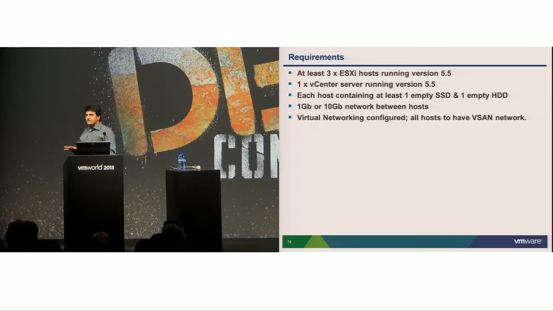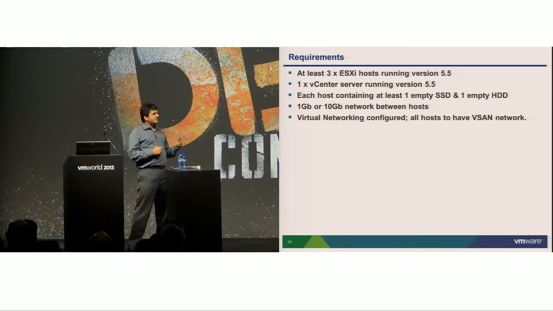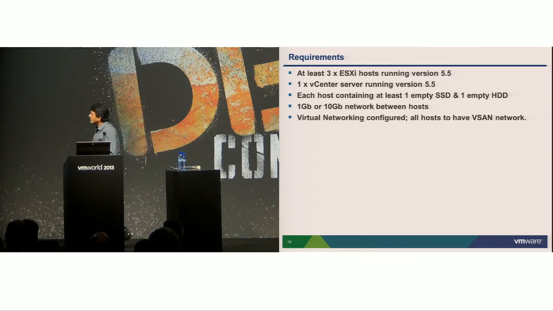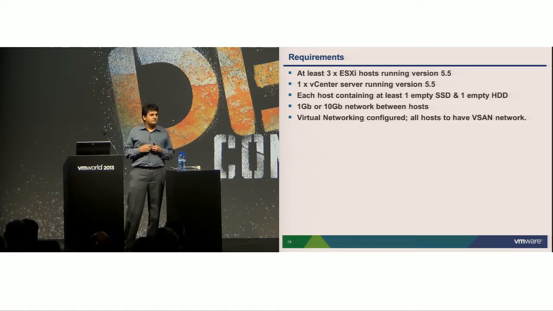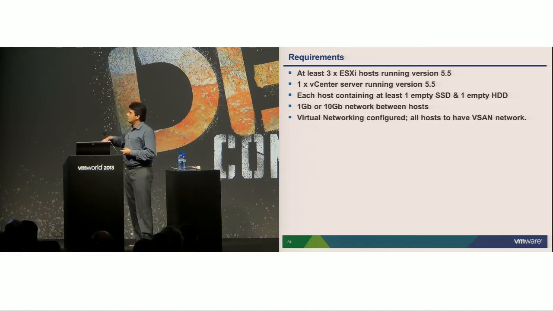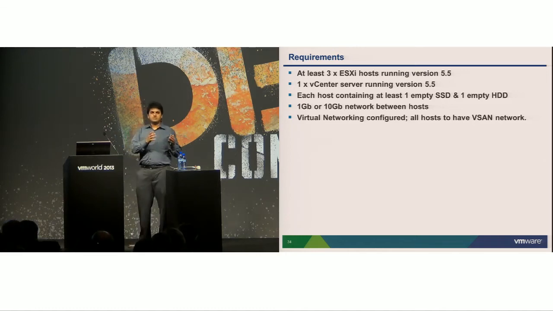As far as the network connectivity between the hosts goes, vSAN does support both GigE network as well as 10 gig network connection. The recommended is 10 gig. Obviously, that depends on your workload, and there are many factors that go into making the decision, but the recommended is 10 gig. But officially, we will support both gigabit Ethernet connection as well as 10 gig.